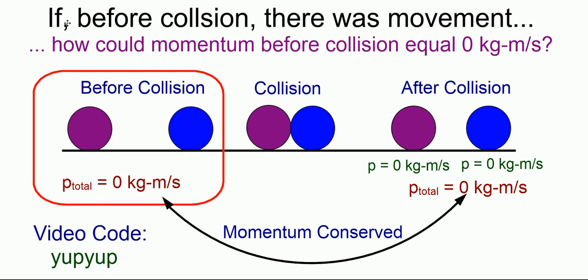Now let me read this. If before collision there was movement here, one or both were moving, how could momentum before collision equal 0? It's got to, right? Well, I think you realize from the first thing we talked about that these objects here must move in different opposite directions, don't they?